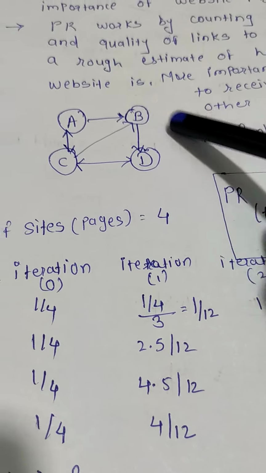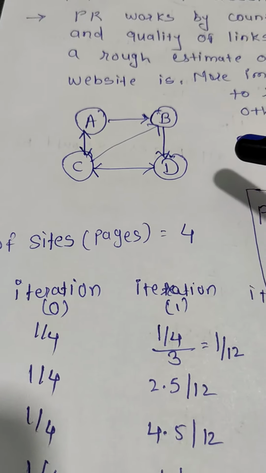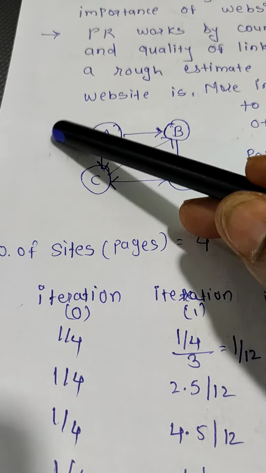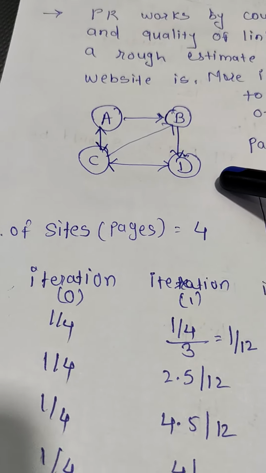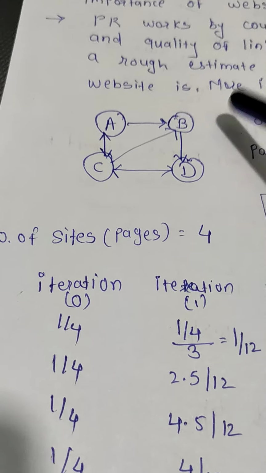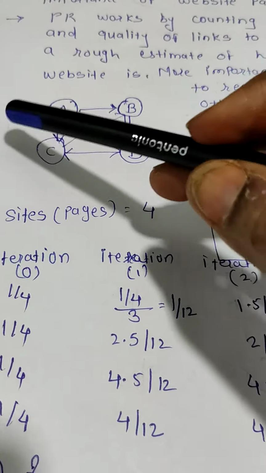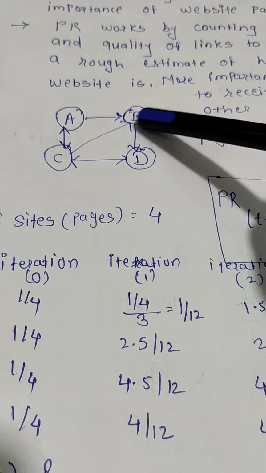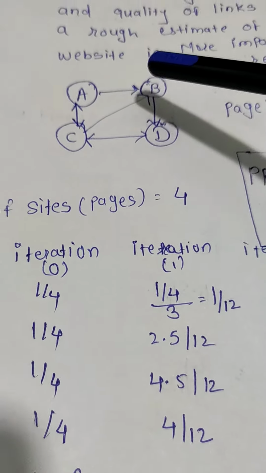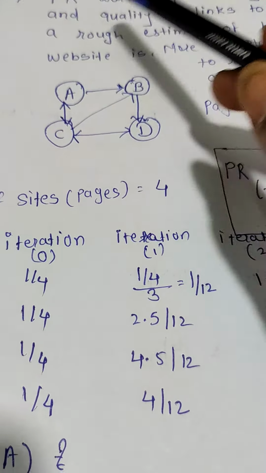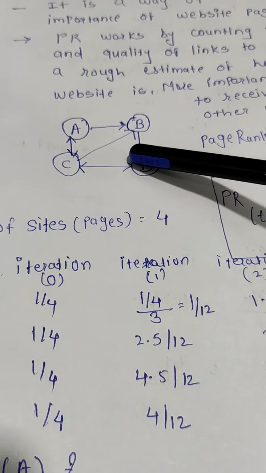So in this way we can calculate page ranks and we can use this page rank in the Google search engine to display our websites according to the page rank. The site will be displayed first in the Google search engine if page rank of that site is more, meaning many websites are referring that site, meaning that site is more important than other sites. So that site will be displayed first by Google search engine. So this is all about the page rank algorithm.